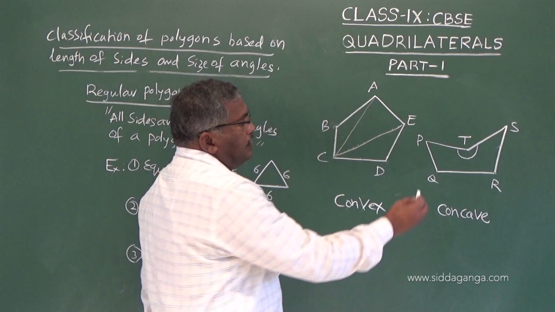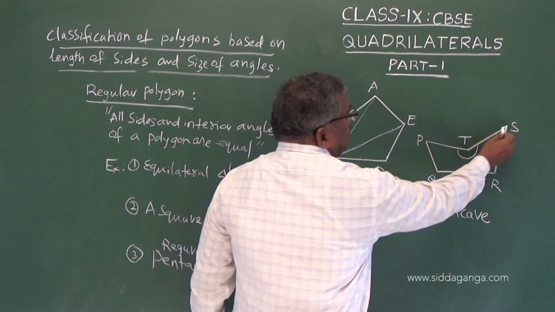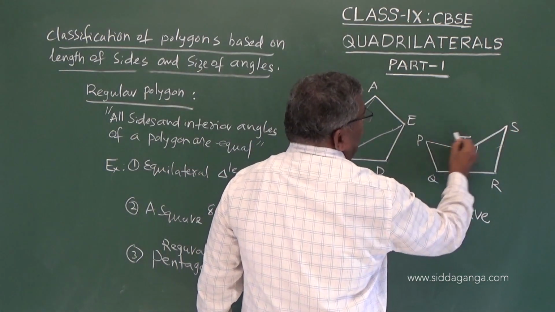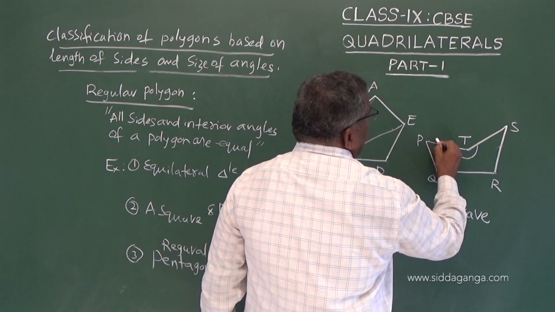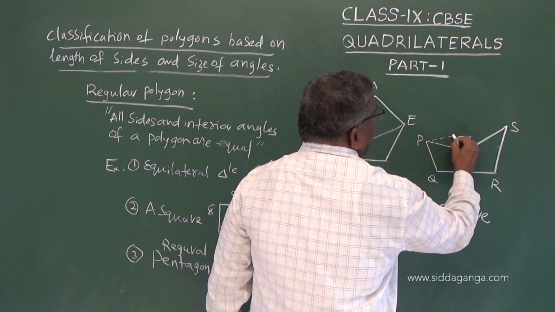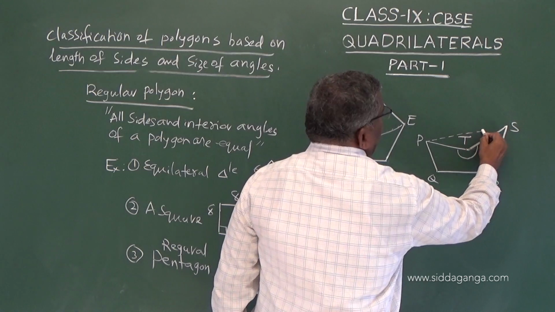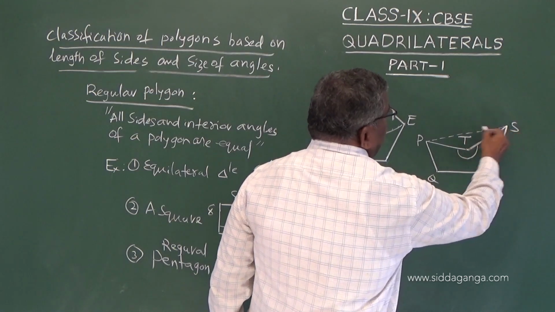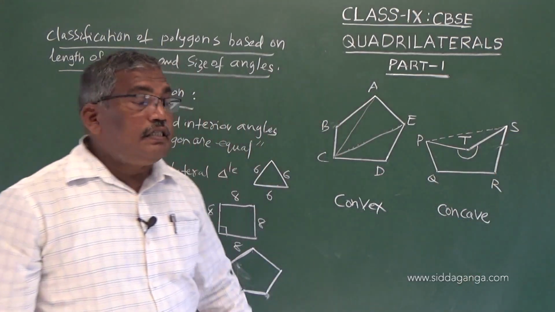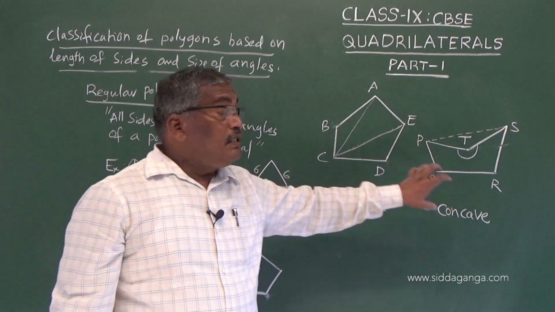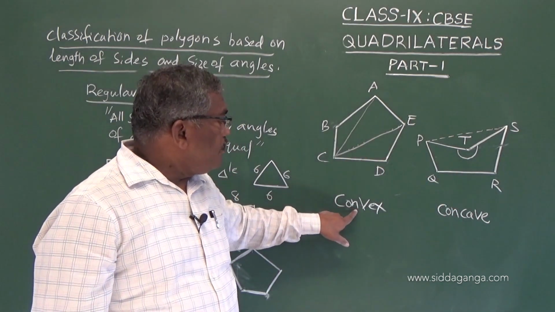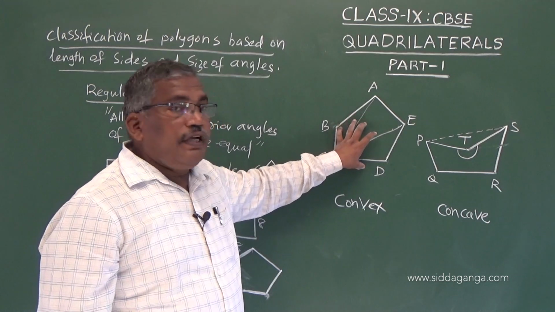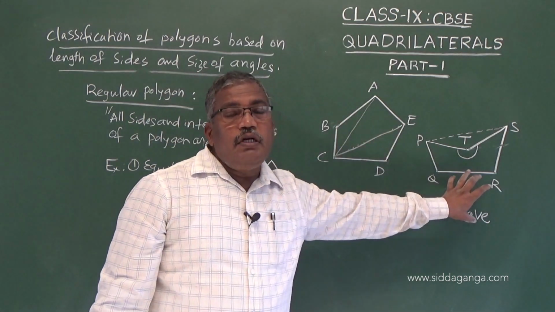Whereas in this case, if I join P and S, the line joining the two vertices lies outside, in the exterior region of the diagram. This is the basic difference between a convex closed figure and a concave closed figure.